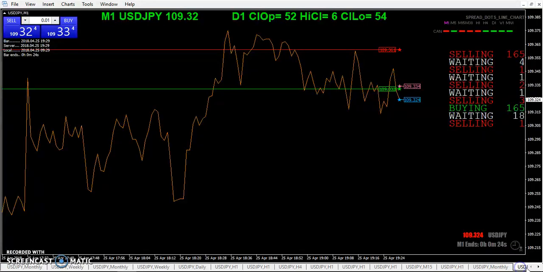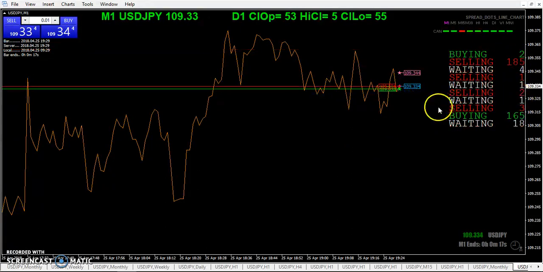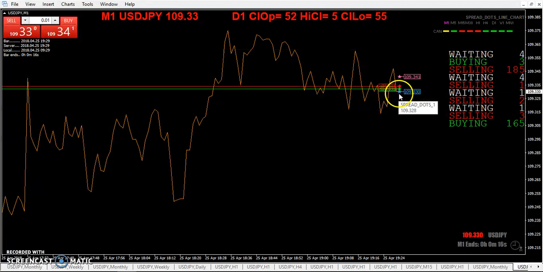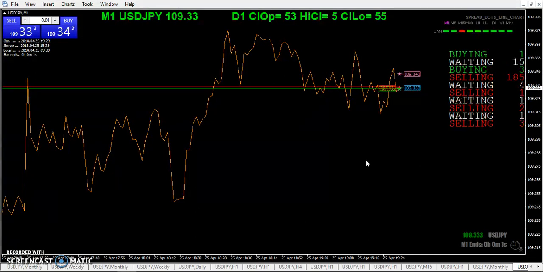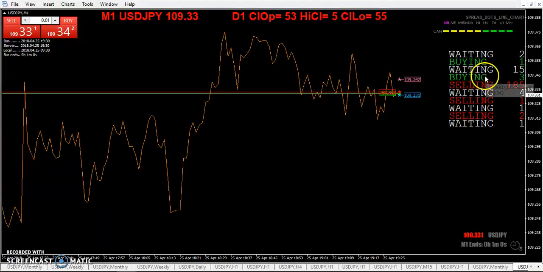Real exciting, right? And once you're just using the line chart, you can see lots of selling happening here. Oh, now we just switched. And it just switched over to buying. Now once again we're waiting. A lot of indecision here.